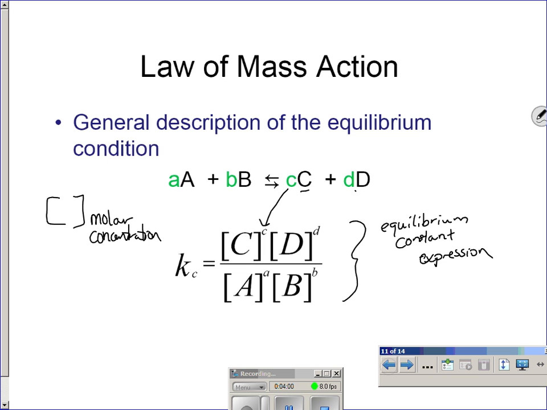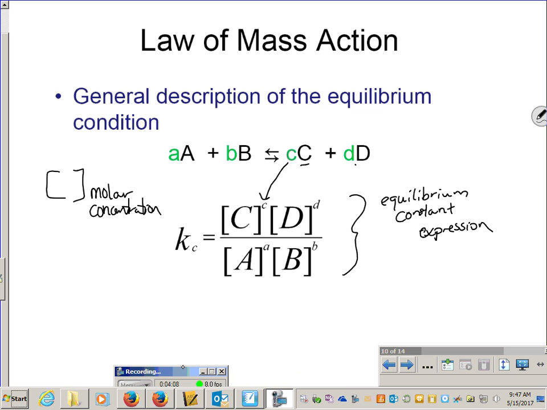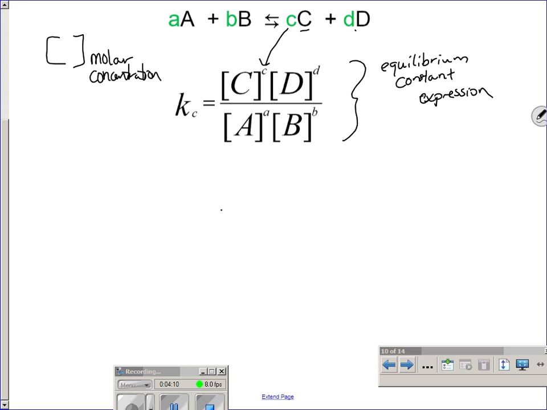One of the things you have to remember with the law of mass action is that because we're dealing with concentration, there are some things that have constant concentrations. For example, solids and liquids have constant concentrations. The concentration of a solid, you could think of as its density. That is a constant thing. So because solids and pure liquids have a constant concentration, we don't include them in the law of mass action.